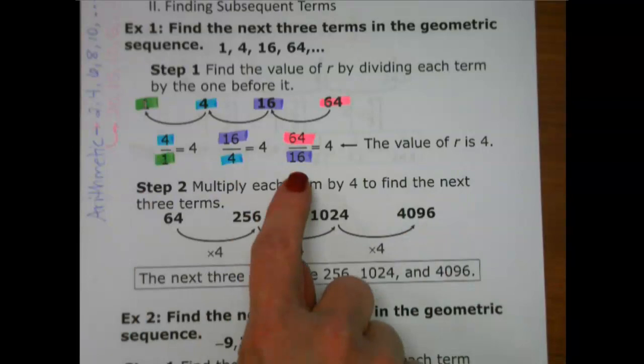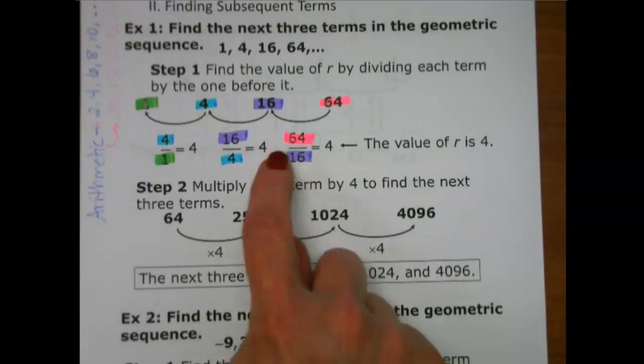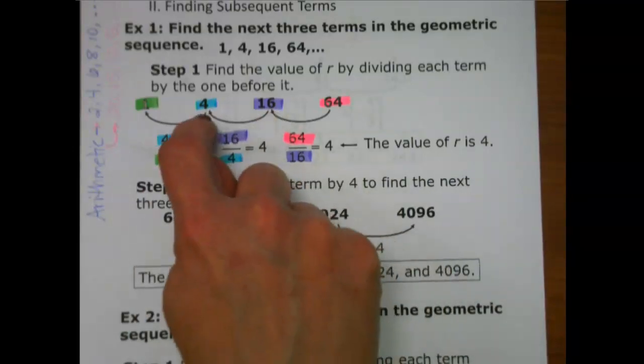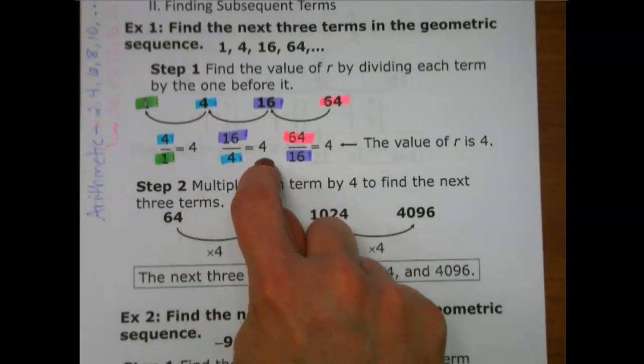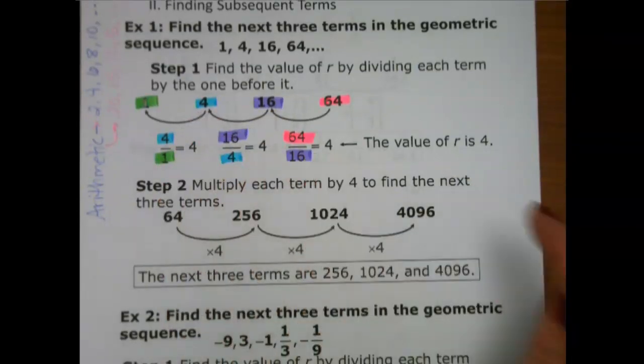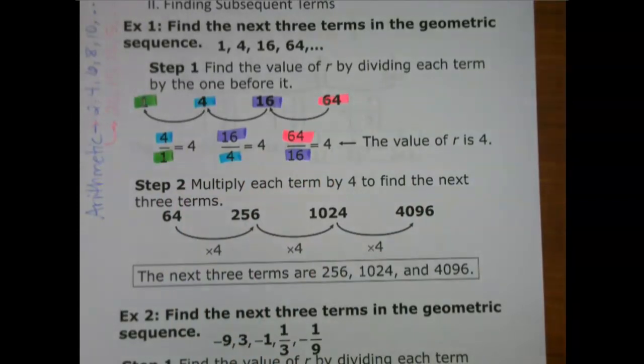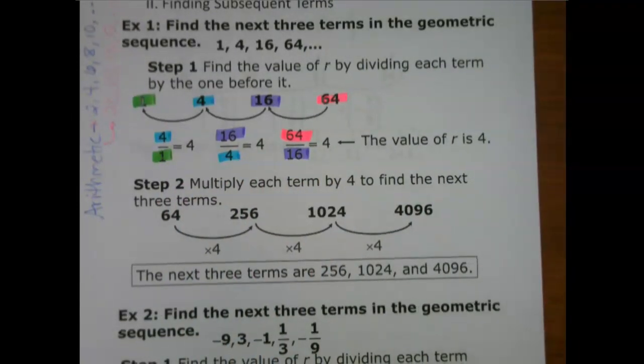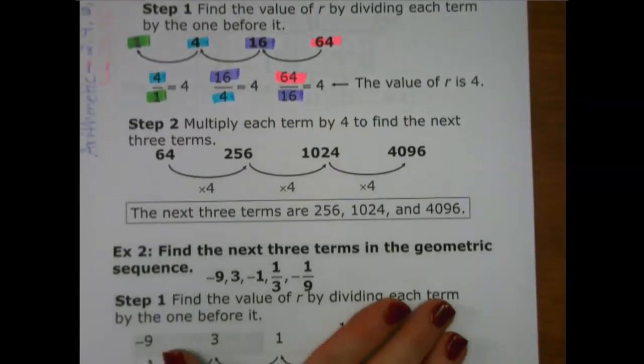So first you have to find your common ratio. You find that by dividing. This divided by this tells you what that ratio is. Make sure it's a consistent ratio all the way across. If it's a sequence, it should be consistent. Otherwise, it's not a sequence, right?